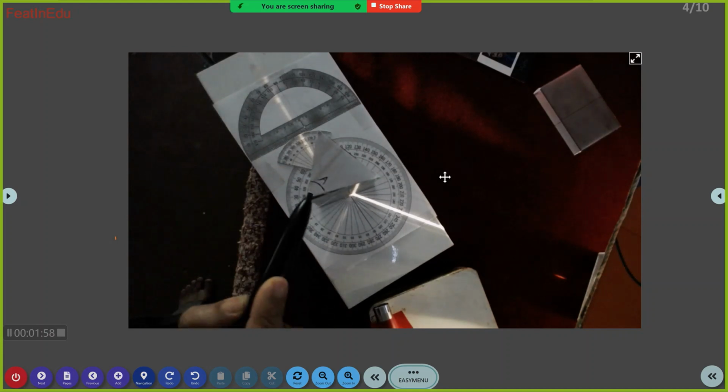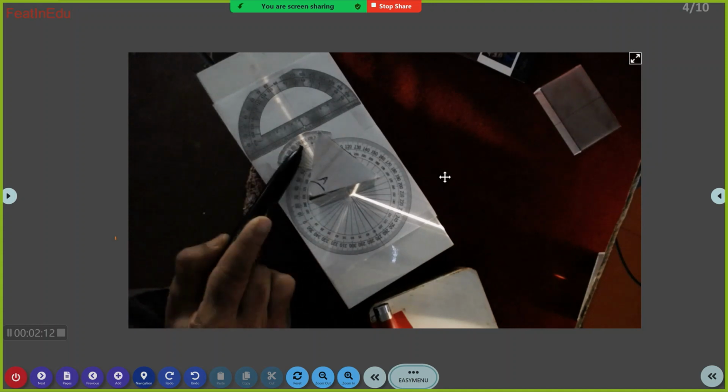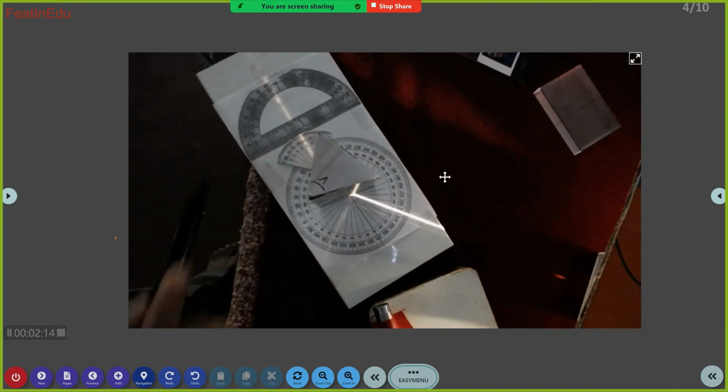And then you have got the prism angle A. You can see the incident ray here, and then you can see the reflected ray here. This is not important at this stage. And then what you see here is the emergent ray.